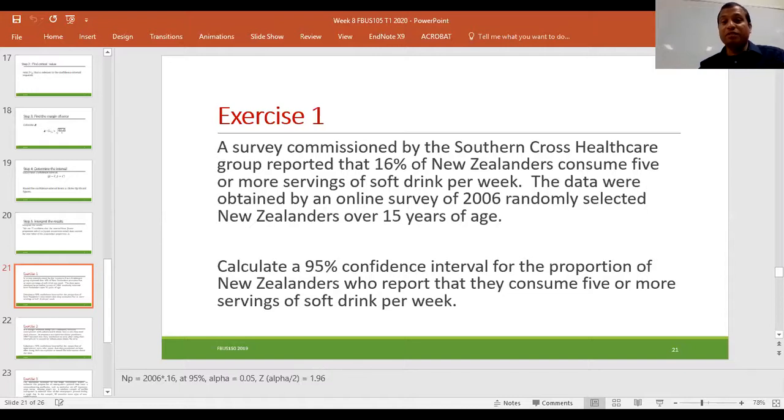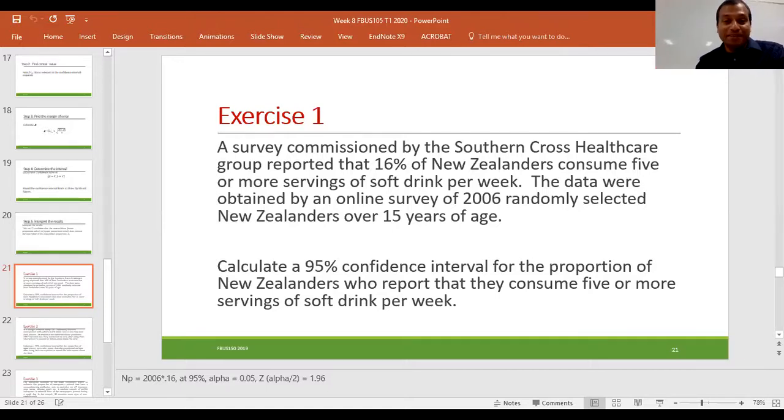The data were obtained from an online survey of 2006 randomly selected New Zealanders over the age of 15 years. Sometimes I get confused with the numbers. 2006 sometimes appears to me as a year, not a number, like 2016 or 2018. It appears in my mind as a year rather than a sample size. So you need to be careful.